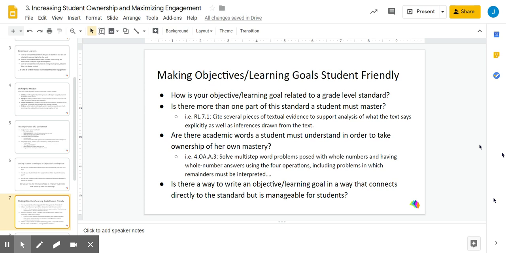The next thing to consider is the academic words a student must understand in order to take ownership of her own mastery. So you want to make sure that if you're trying to increase student engagement and student ownership, that you are using language students can interact with.